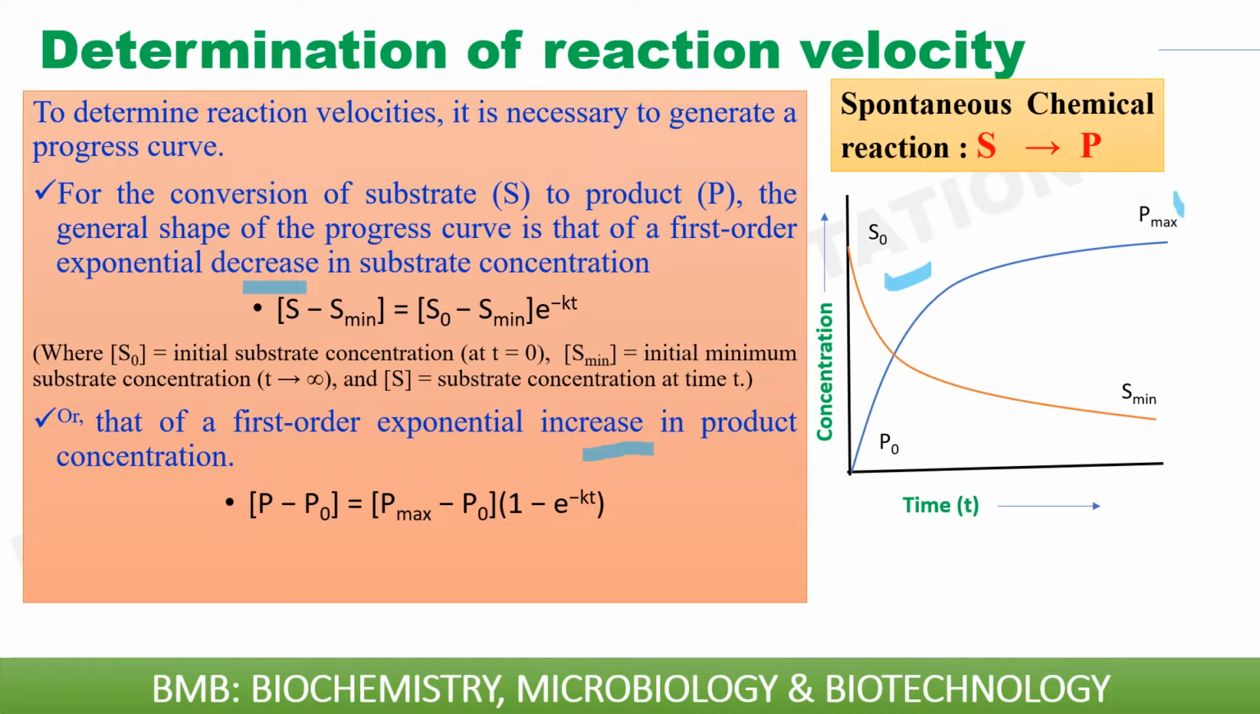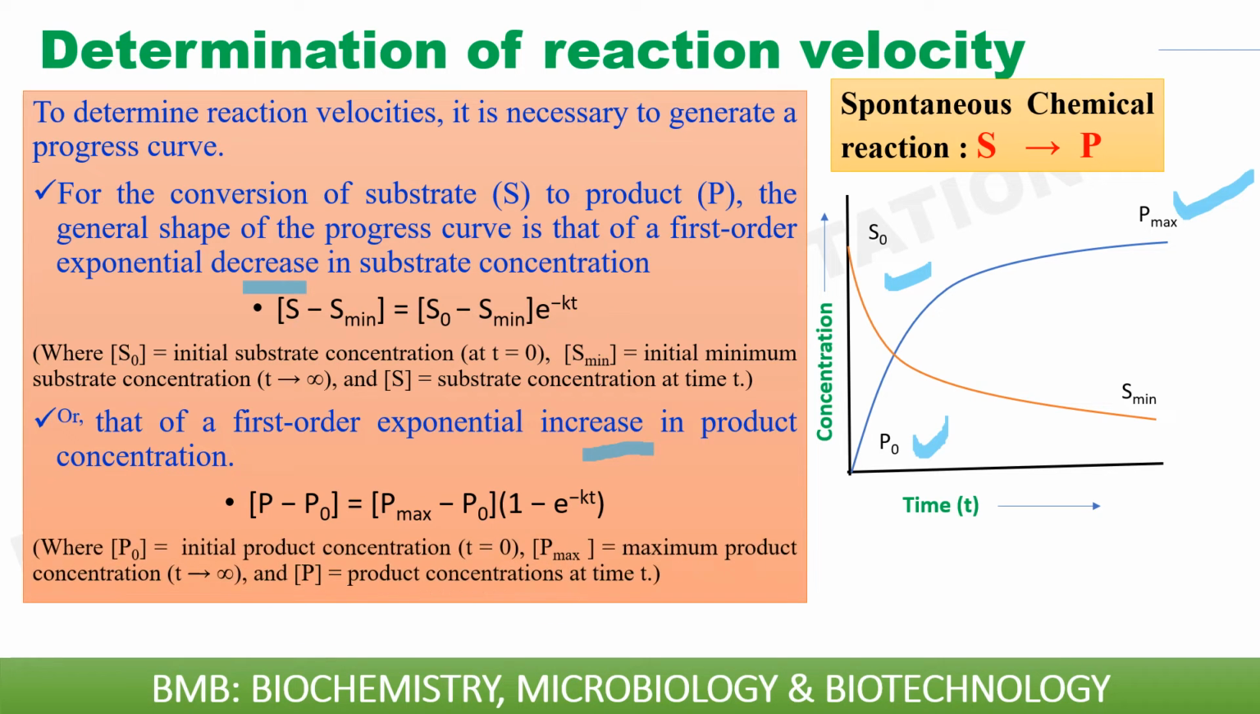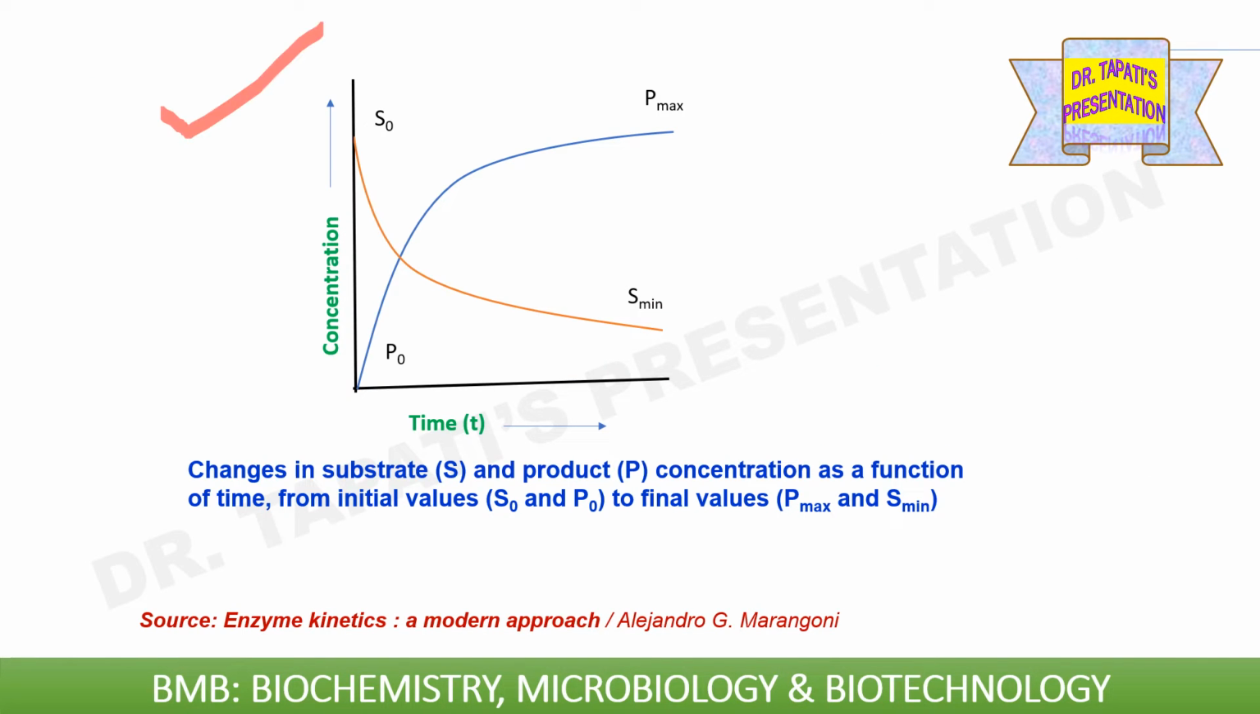If you see this curve, this is the Pmax and P0 is the initial product concentration at time t is equal to 0. Pmax is the maximum product concentration at infinite time, and P is equal to the product concentration at time t. So this figure is for the graph of changes in substrate and product concentration versus time.